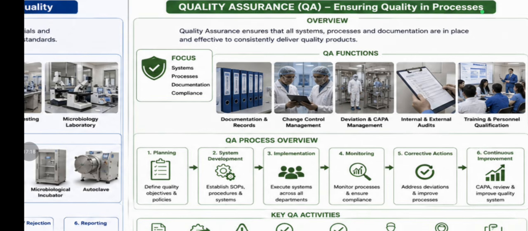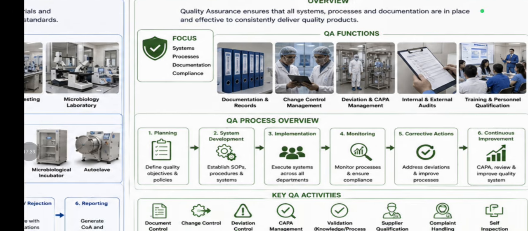Okay. So QA functions start from the documentation record first. Again, it is change control management. If any changes are there, change control should be there. Then deviation, CAPA, corrective action and preventive action. Then internal and external audits. Then training and personnel qualifications. So this is the main function of the quality assurance department.